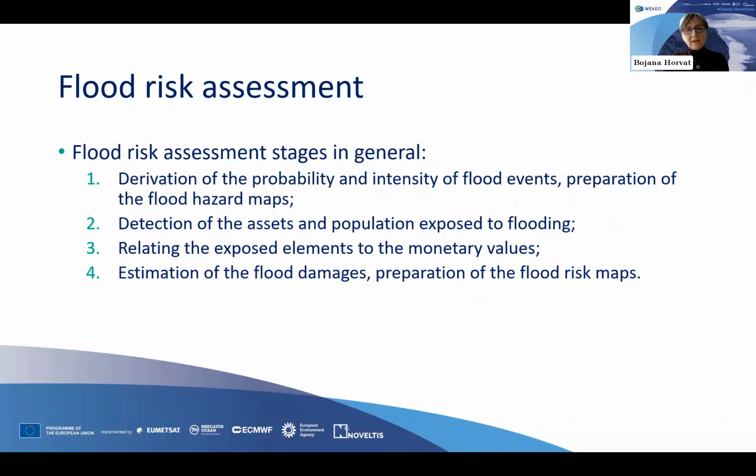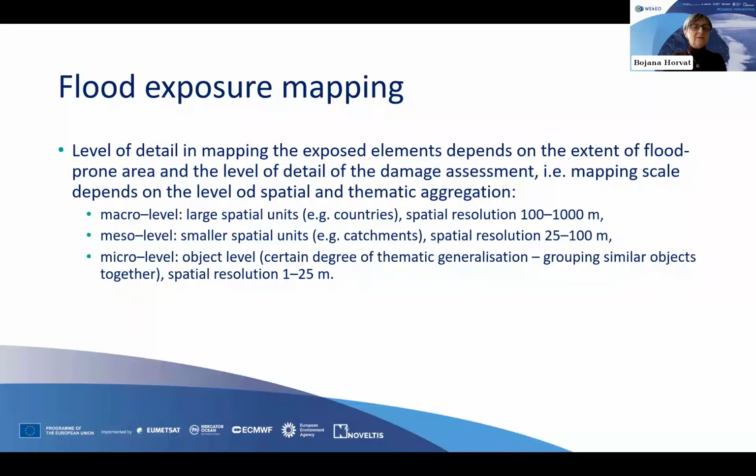Each of these stages requires a certain level of spatial and thematic detail in the data. However, not all the data is already available to be applied at the various scales. Assessment of flood risk and flood exposure can proceed at 3 different levels. The first one is the largest one, which is the macro level, and it involves pretty much coarse spatial data that covers the resolution of 100 to 1000 meters, then followed by the mesoscale, which is concerned with the smaller spatial units.